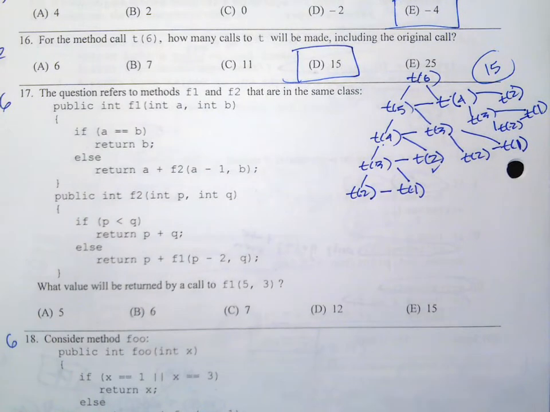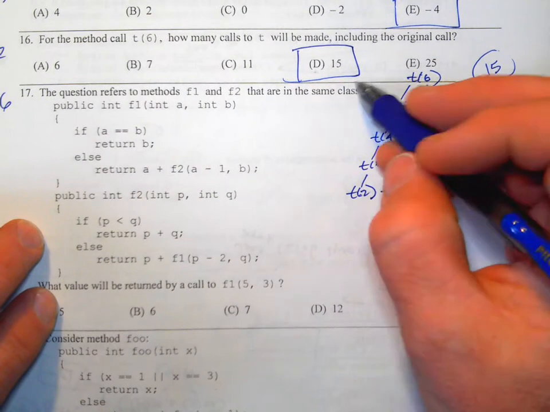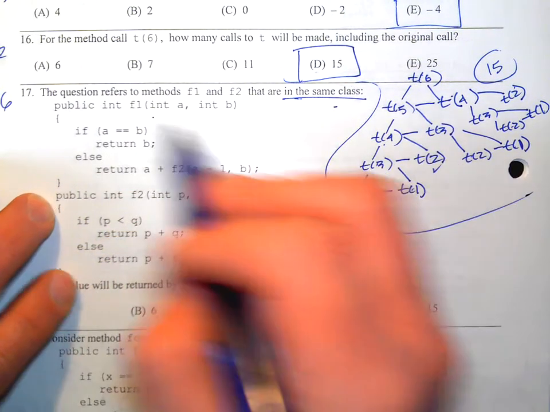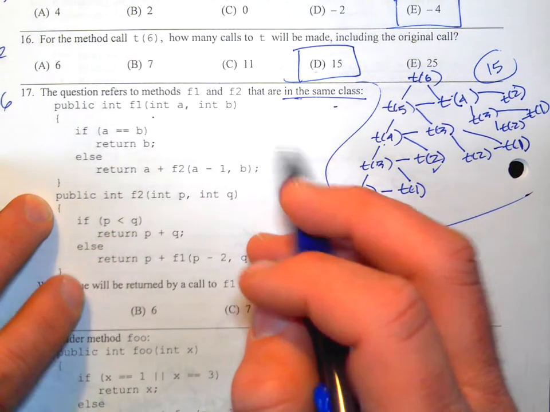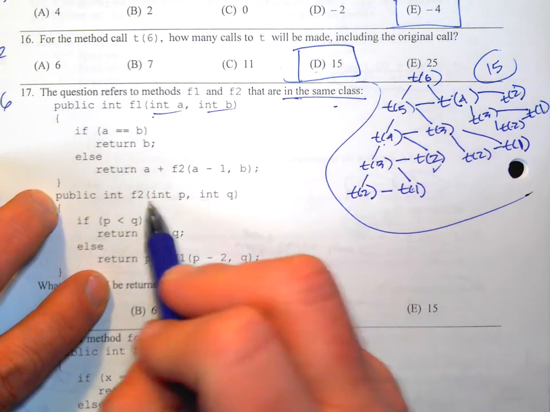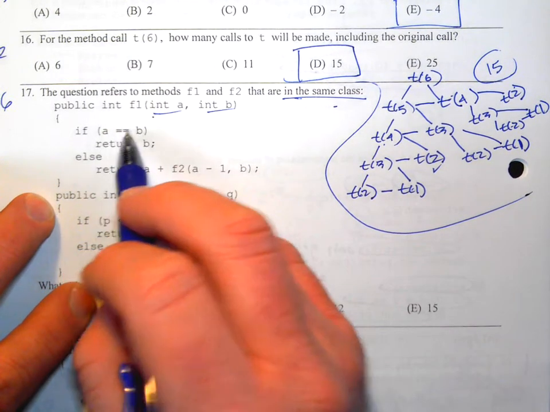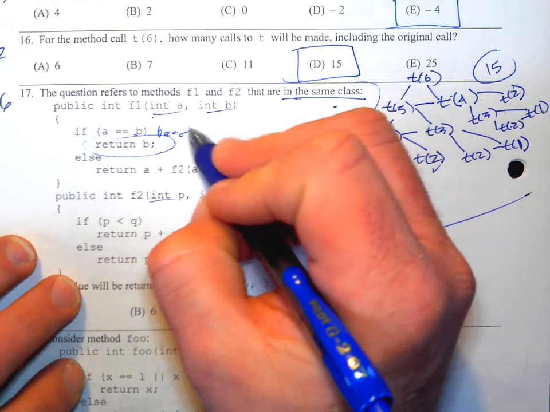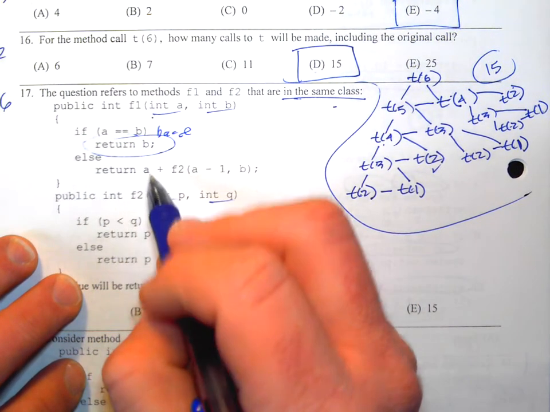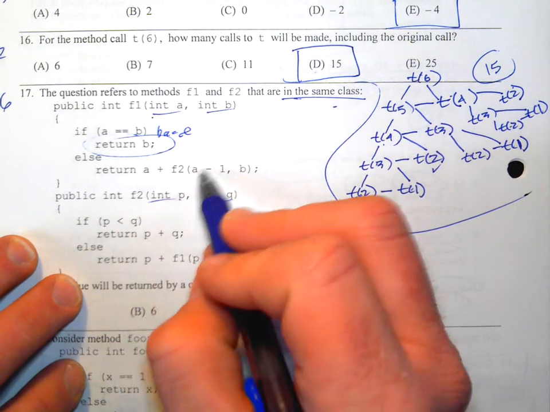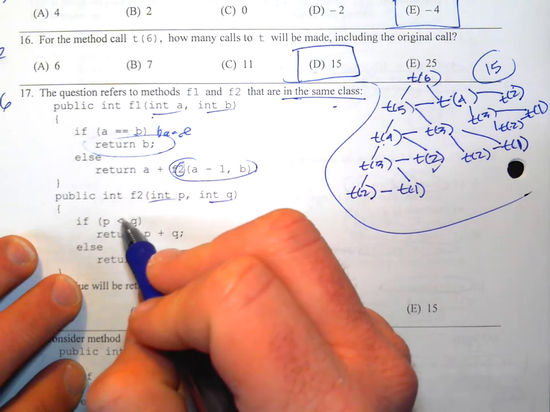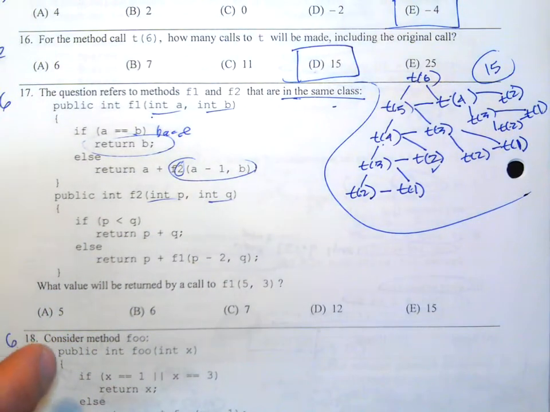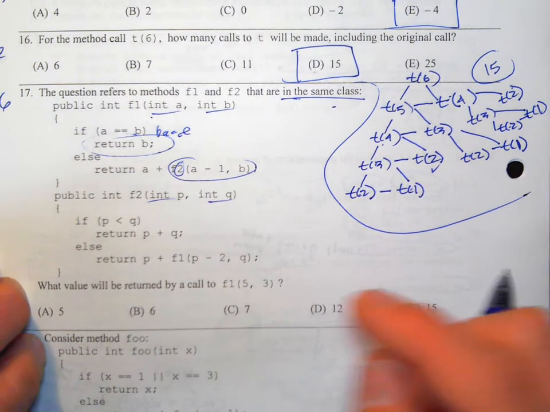Okay, 17 says F1 and F2 are in the same class. So there are 2 different methods, F1 and F2, so this is going to be kind of interesting. They both take 2 ints. It says if A equals B, then just return B. That's your base case. Otherwise, return A, the first number, plus a call to F2, and then F2 calls F1. So it's like recursion, but with 2 different methods where one calls the other, and the other calls the first.